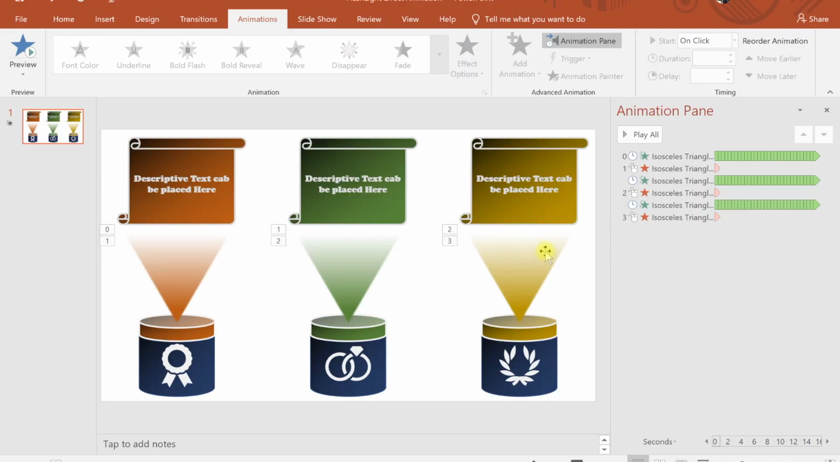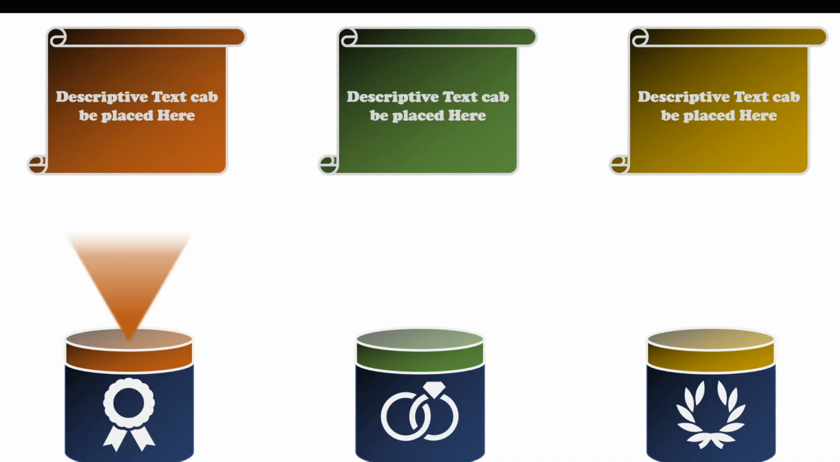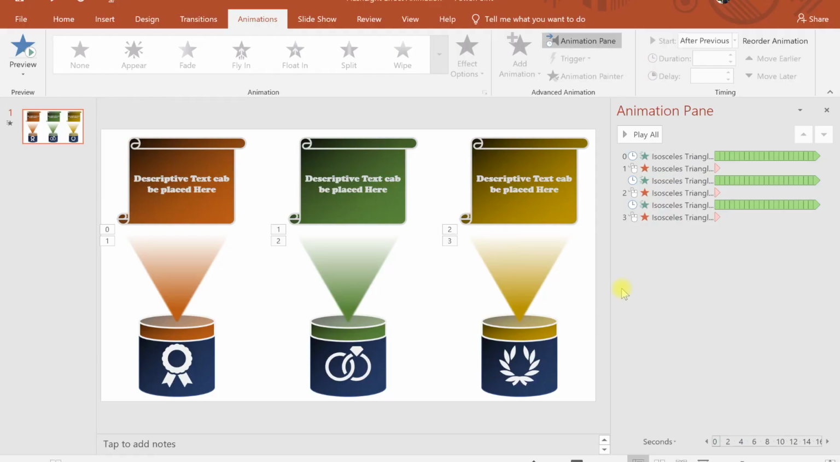This is going a little bit fast, so we need to change the timing of the animation from 0.5 seconds to 0.75 seconds. Once again we play this, first one, then I click, the first one disappears and the second one appears, and then the third one. Perfect.